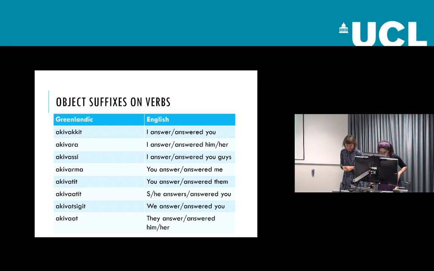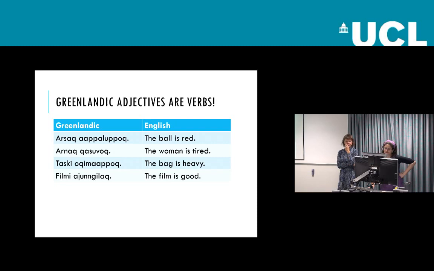Okay, so one more exciting feature of Greenlandic, which is often surprising if you're used to many other languages, is that Greenlandic adjectives are verbs. So officially, there's no such thing as an adjective in Greenlandic. And you can see some examples of this here. So alsak a paluk pok, the ball is red. So you can see our familiar pok ending. It's a verb. So how would you translate, like, the ball red is? Yeah, the ball, yeah. I mean, you can't say redness is. You can't really translate it very well.